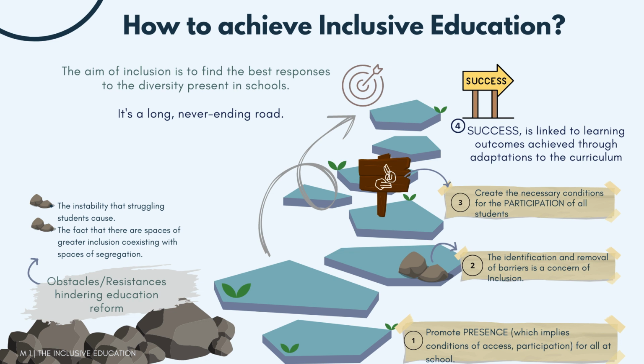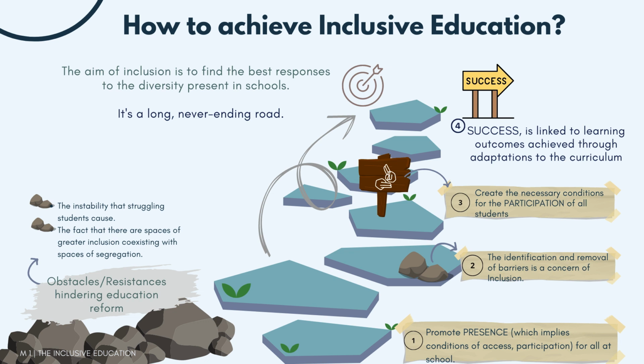This is a path that is not linear. It is a path made of choices, and with each choice, we advance to a new stage. The first stage will be to foster a sense of belonging in each and every student. How can we do this? By allowing them conditions of access and participation at school.